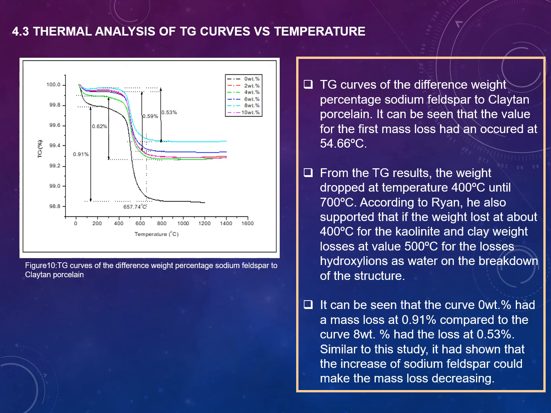According to Ryan, he also supported that weight loss at about 400 degrees is for the kaolin and clay, where the weight losses at around 400 degrees are due to hydroxyl loss as water and the breakdown of the structure. It can be seen that the 0% curve has a mass loss of 0.91% compared to the 8% curve, which had a loss of 0.53%. Similar to this study, it showed that an increase of sodium feldspar could make the mass loss decrease. This is about the TG curve versus temperature.